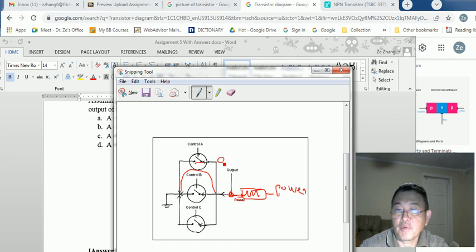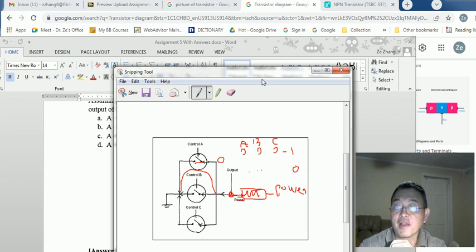Only when all 3 are open, 0, 0, 0 for A, B, and C, this will be equivalent to 3 high resistances, so this will be high. Then the output will be 1. The other cases are 0. Alright, I hope this is helpful.